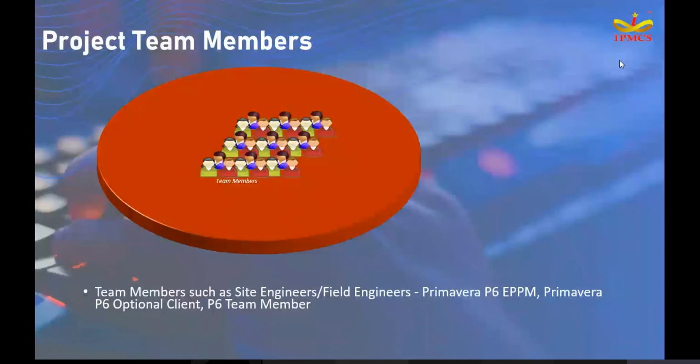Primavera P6 EPPM, the web-based solution, you can do the actuals updation. In the desktop application also you can do the actuals updation. And apart from that, we can do actuals updation in the P6 team member mobile application. Why? What is the reason to go for the mobile application? We'll discuss further.